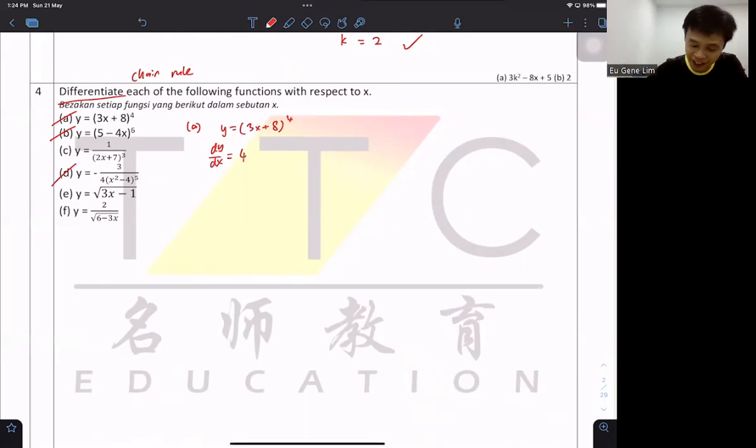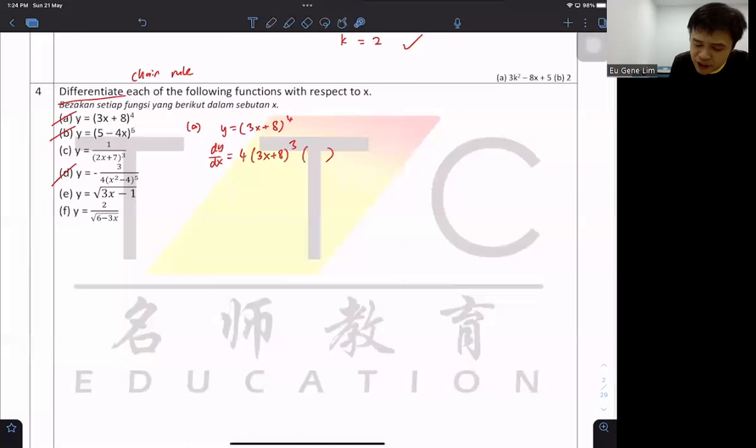You see 4 times in front. Okay, then you just copy the same thing. Power minus 1 is 3. So very similar. Power times in front and then power minus 1. But then you add one more bracket at the back.